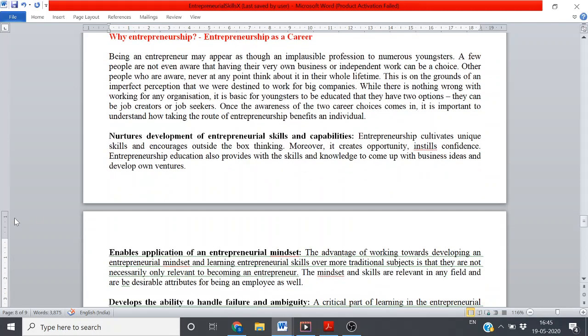Next is enabling application of an entrepreneurial mindset. That means your mindset should think exactly like an entrepreneur. And if you are not going to be an entrepreneur, it doesn't mean the entrepreneurial skills are only for that. It will help you as an employee as well. Employee means if you are going to work under someone.